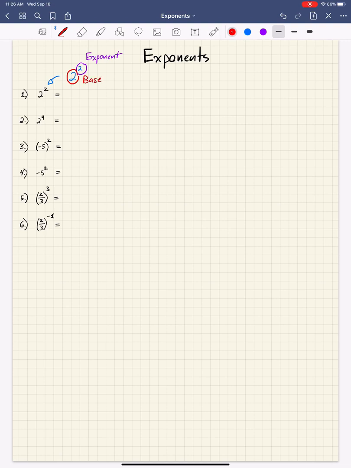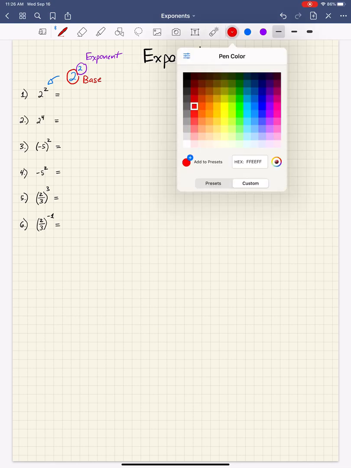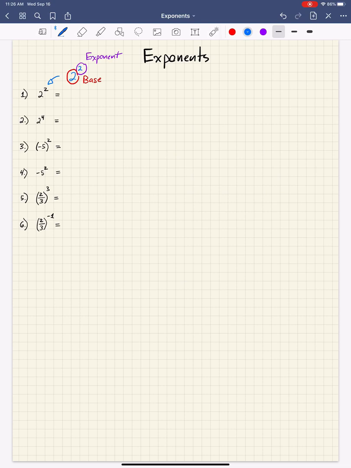So if 2 is the base and you raise it to a power, you're going to multiply the base by itself the number of times you see in the power. So to make that a little bit more clear, we have 2 raised to the power 2. So we're going to multiply 2 by itself 2 times.